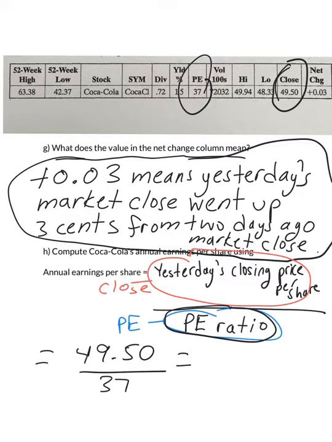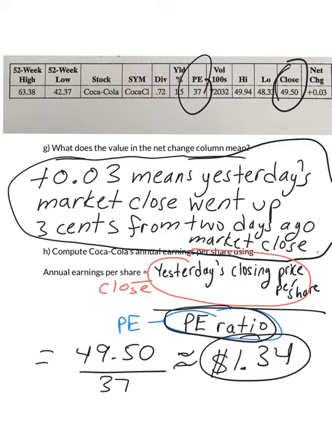And when I do that, I'm going to round to the nearest cent, meaning 2 digits out. So I'll put approximately. I'm getting approximately $1.34 because the third digit is a 7, so I round the 3 up to a 4. So $1.34. So the annual earnings per share for Coca-Cola was $1.34.